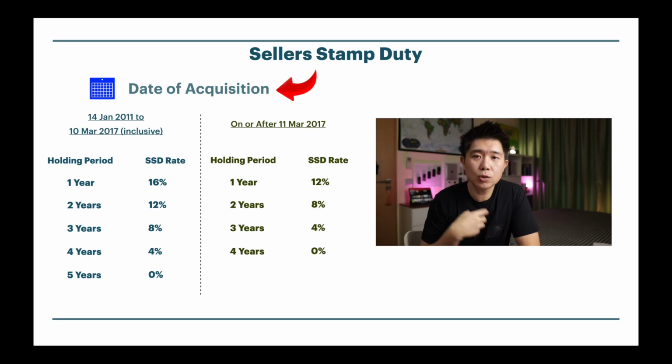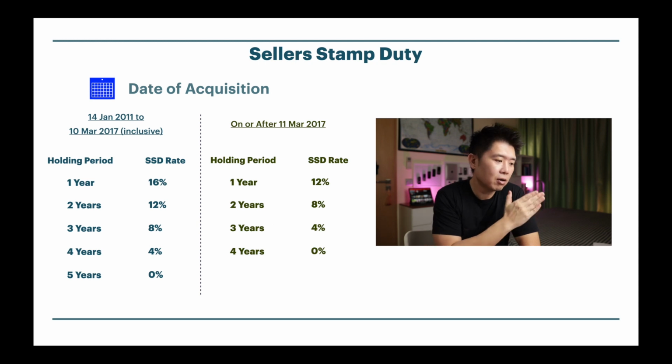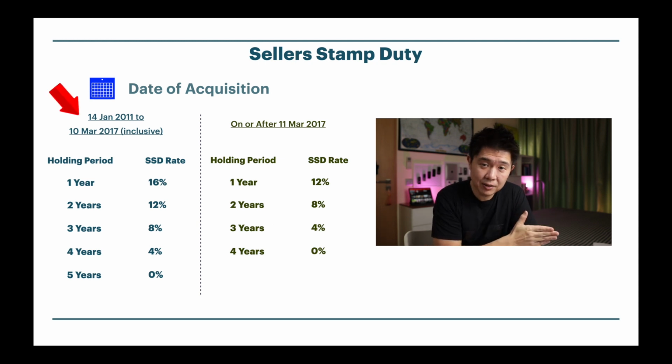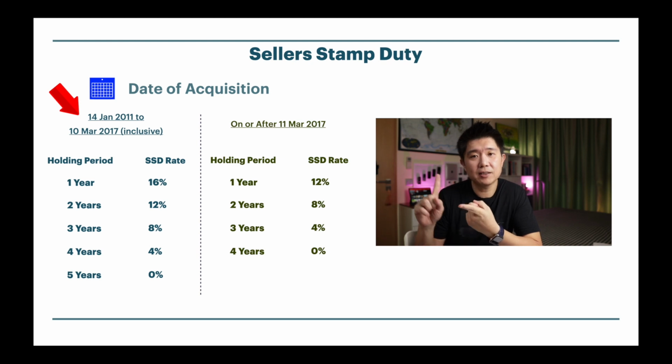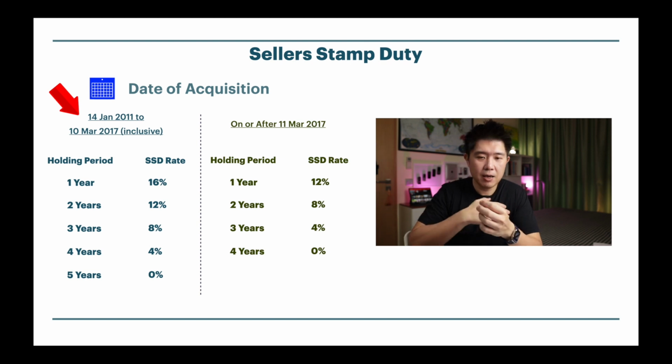Date of acquisition also refers to the date of purchase, and that's where they take the reference from. So according to IRAS, from 14th of January 2011 to 10th of March 2017 inclusive, the following tax rates were based on a 4-year time frame. The first year, they were taxed at 16%. If you sold the property within the first year, it's at 16%. The second year is at 12%. The third year is at 8%, and the fourth year is at 4%. And from the 5th year onwards, you do not have to pay any SSD.